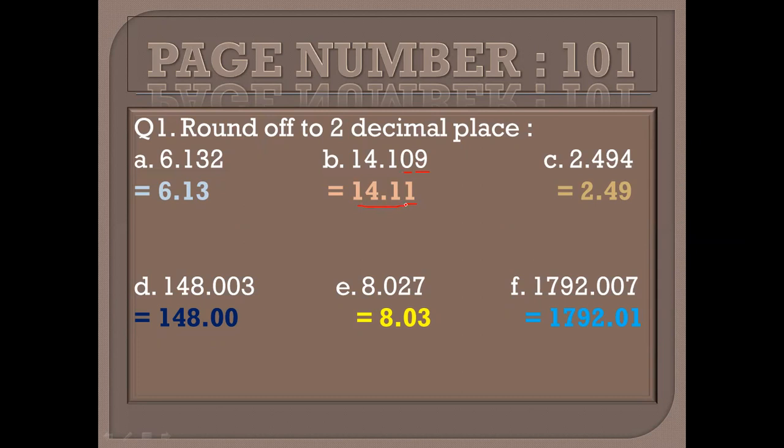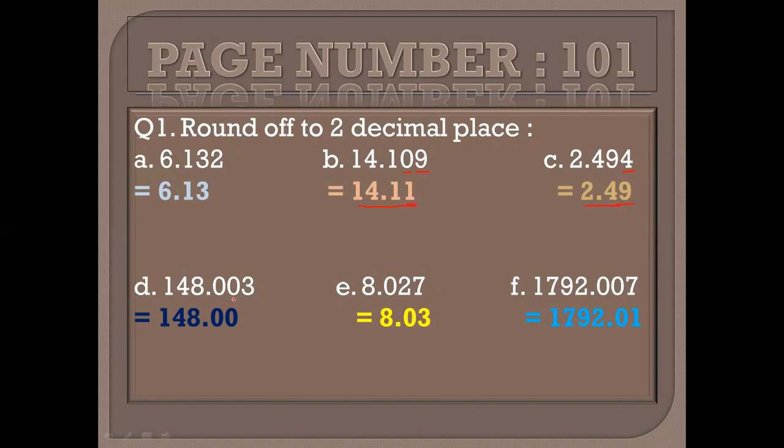14.109 will be changed into 14.11. C part is 2.494. 4 is on the thousandths place and 4 is less than 5. So definitely there is no change, no round of the number upwards. The number will be unchanged. 2.49 will be the required answer.